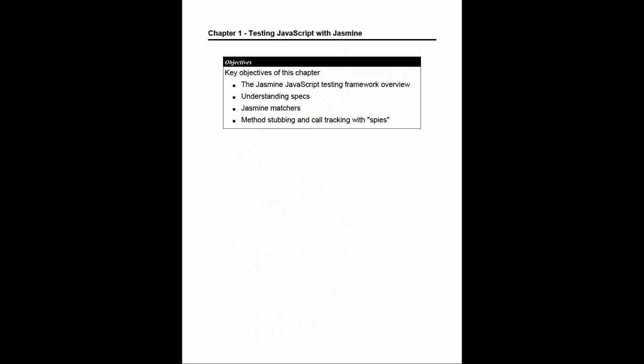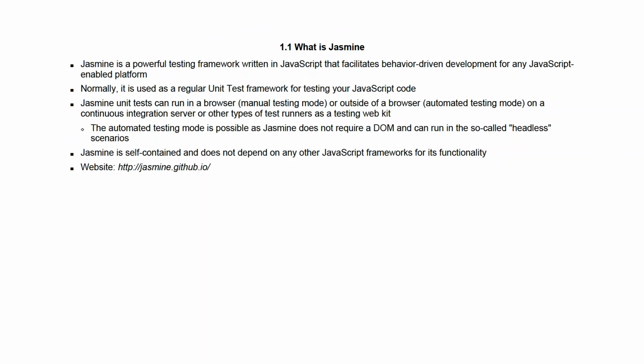All right, so a couple of things we'll talk about. First off, we'll talk about the Jasmine JavaScript testing framework and how we structure tests, or specifications as they're called in Jasmine, and then we'll look at applying that to testing AngularJS. So what's Jasmine? Jasmine is a powerful testing framework. It's written in JavaScript, and it is referred to as a behavior-driven testing framework or behavior-driven development.